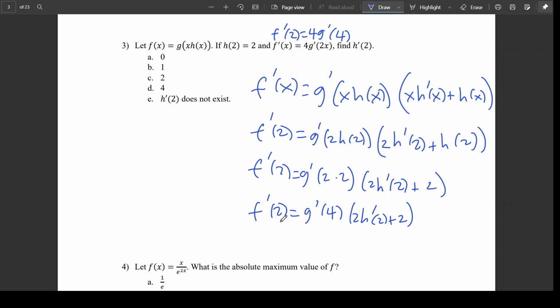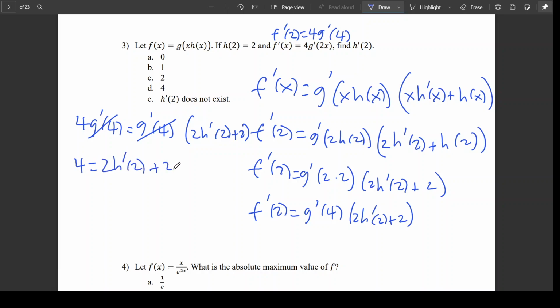So I can replace this f prime of 2 with 4g prime of 4, right? So I'm going to continue it up here. I'm going to get 4g prime of 4 equals g prime of 4 times 2h prime of 2 plus 2. I can cancel out the g prime of 4's. I'll get 4 equals 2h prime of 2 plus 2.